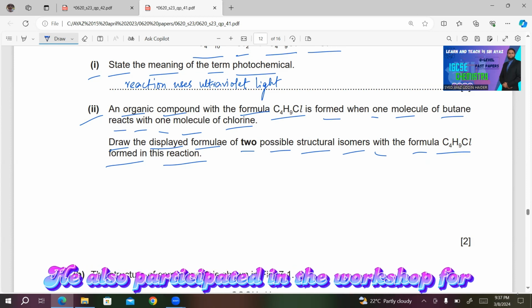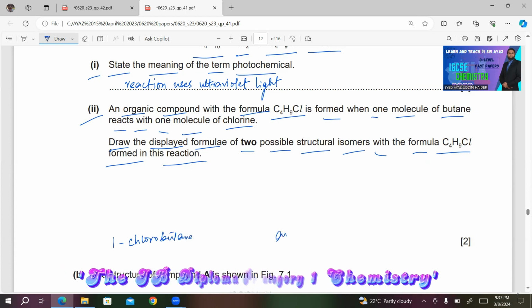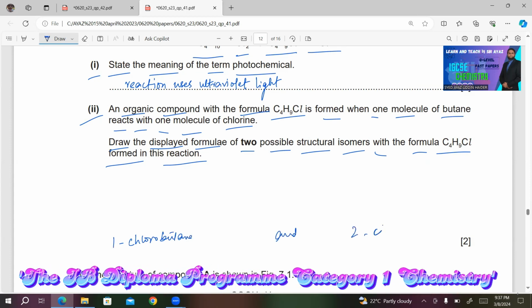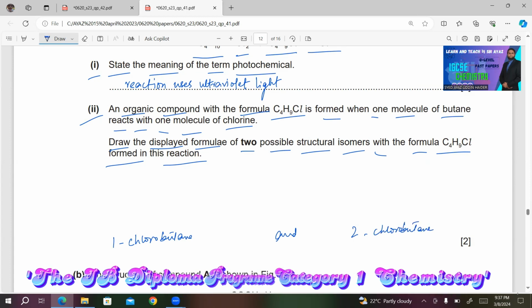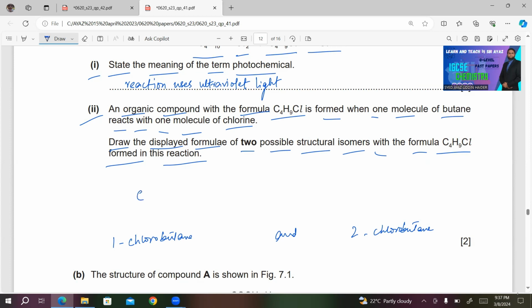So you can have either 1-chlorobutane and 2-chlorobutane. It's only the position of chlorine that is different in both. We have 4 carbon atoms, 1, 2, 3, 4. So chlorine's at carbon number 1. It's up to you whether you want to place it on the right hand side or on the left hand side, but it should be on the first carbon. There is chlorine. Let's saturate the carbon atoms with hydrogen. Place hydrogen.